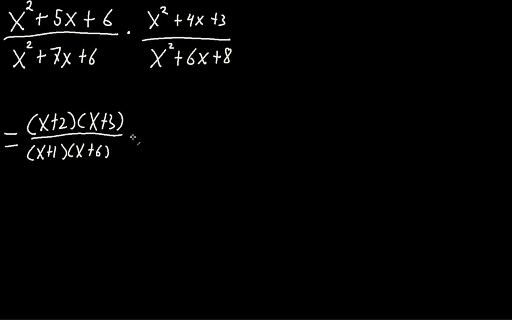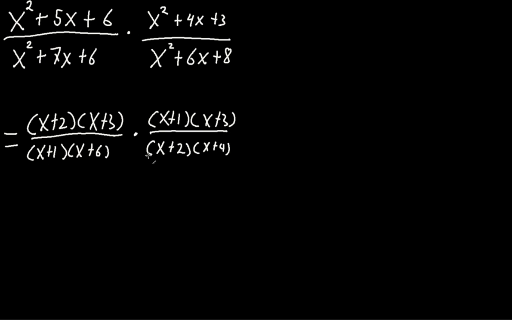Okay. Now, x squared plus 4x plus 3, also a leading coefficient of 1. So I have to find the factors of 3, which add to 4, which I think would be 3 and 1. So x plus 1, x plus 3. X squared plus 6x plus 8, again, leading coefficient of 1. I have to find the factors of 8, which add to 6. Looks like 4 and 2 would work. So x plus 2, x plus 4. Okay, I factored all four trinomials.